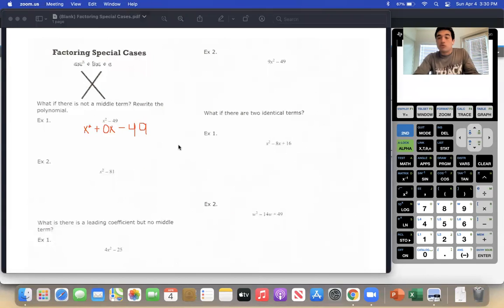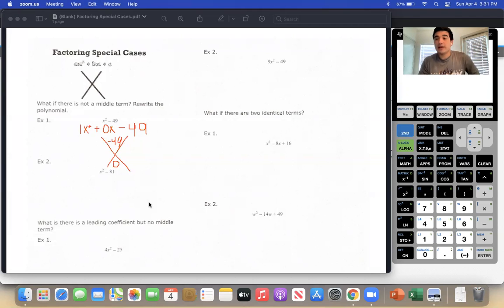So now it looks like a normal polynomial that we've been working with. It has three terms: x squared plus 0x minus 49. Now what we do is, remember, we do the x. At the top of my x, remember a times c, so 1 times negative 49, that's negative 49. And at the bottom of my x, my b value, in this case, 0.